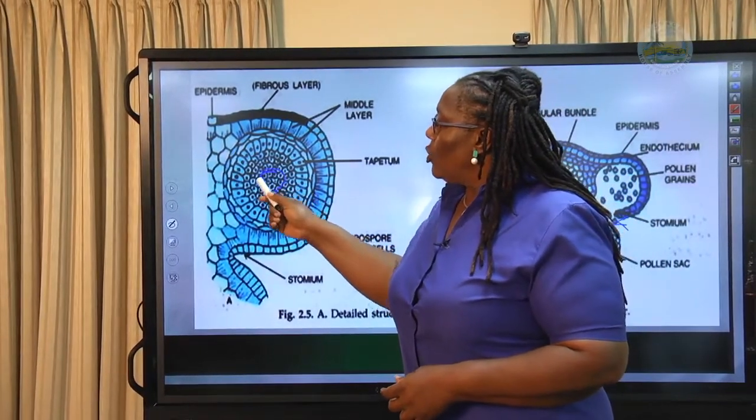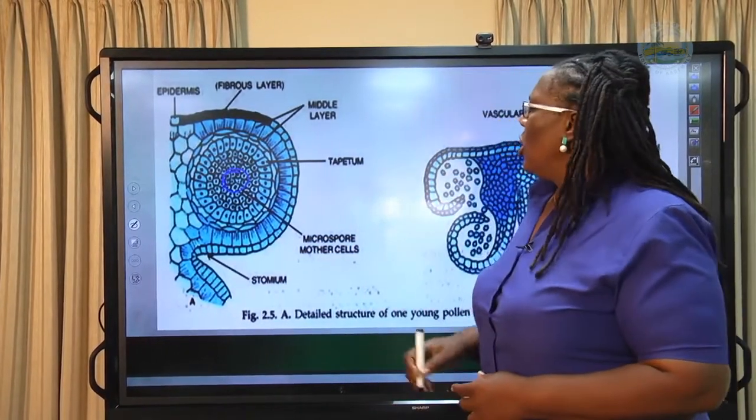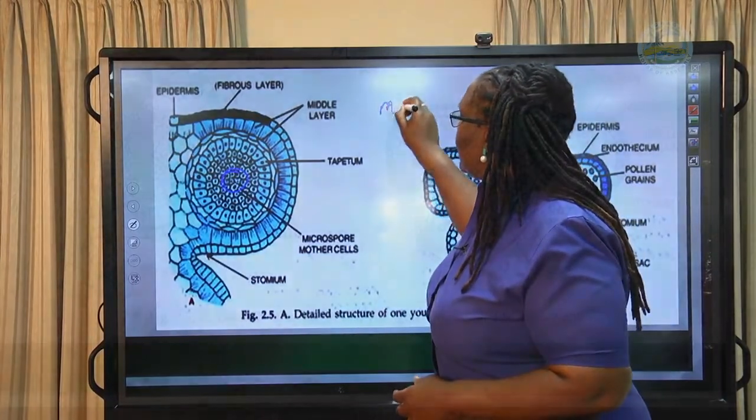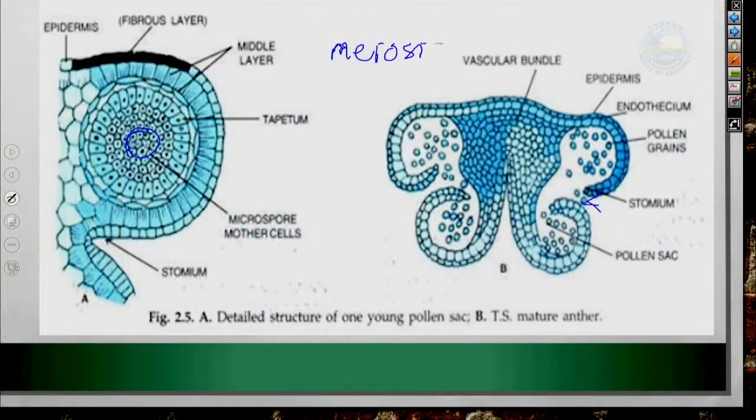What is happening inside of here? It's 2 processes taking place. You have meiosis and mitosis.